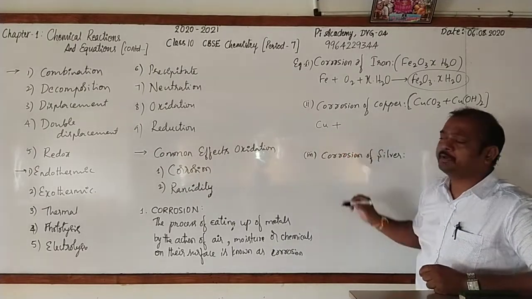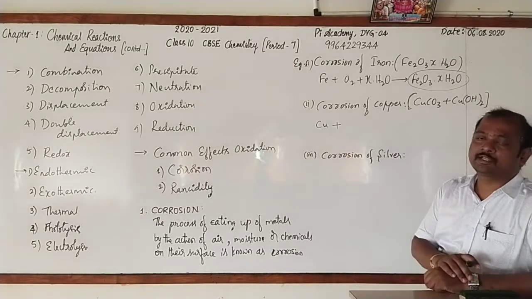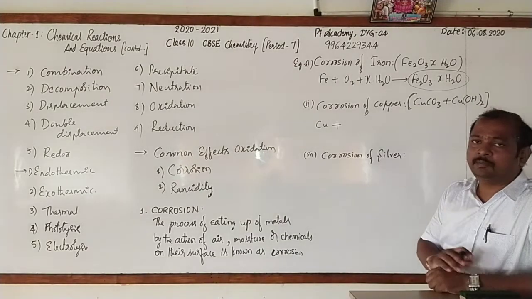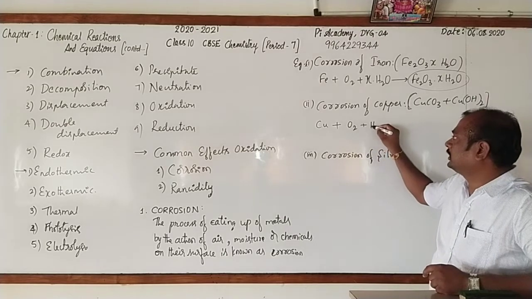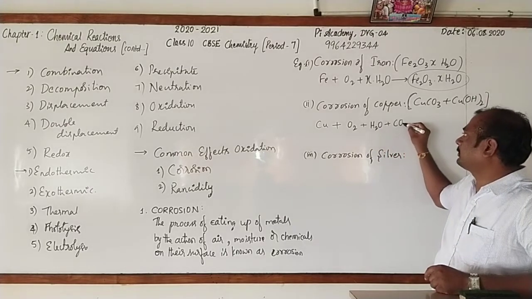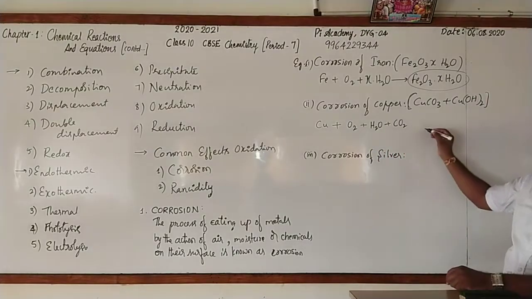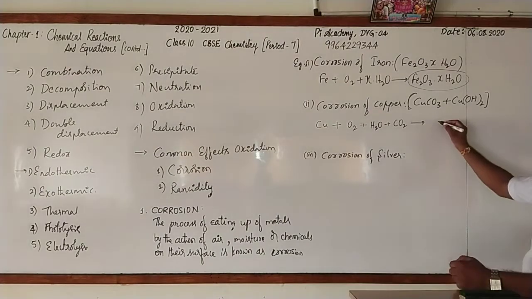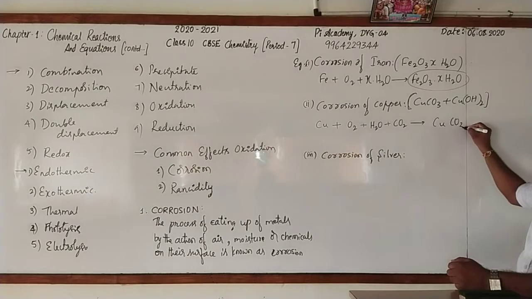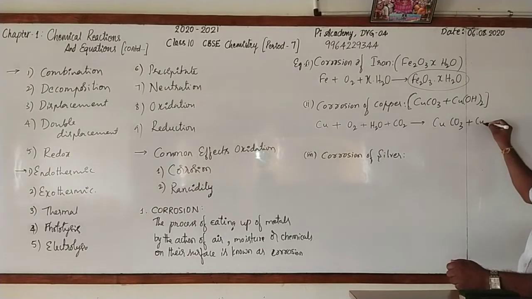When the copper metal is exposed to the atmosphere for a longer time, it reacts with oxygen, water as well as carbon dioxide present in the atmosphere, and it gives the green material which is the combination of CuCO3, copper carbonate, plus Cu(OH)2. You can also write it like this.